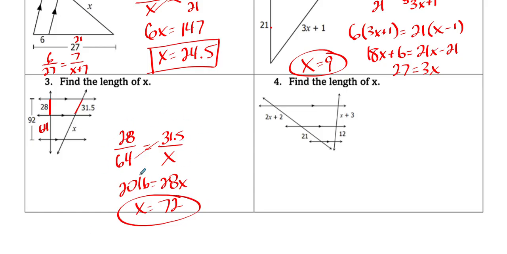If you were to set this up wrong, you would end up getting a smaller number. Let's say by accident you flip this side. You would end up getting a smaller number than 64. But that wouldn't really make any sense. If this side is getting bigger, going from 28 up to 31.5, that side also has to get bigger.